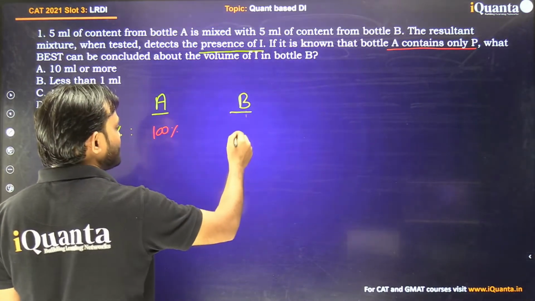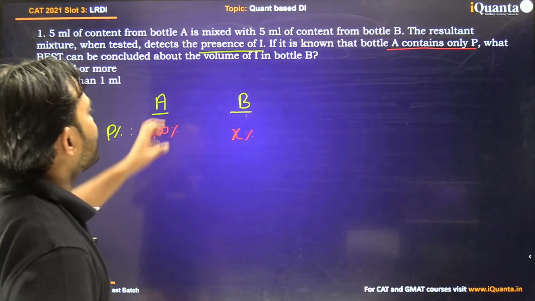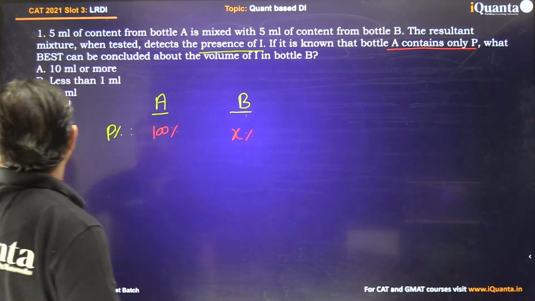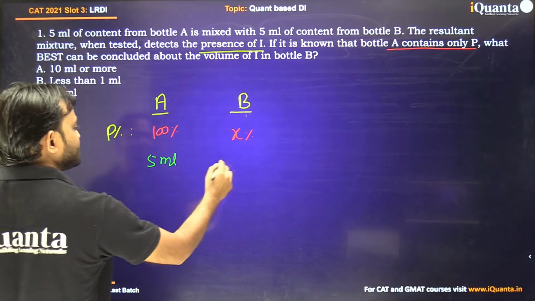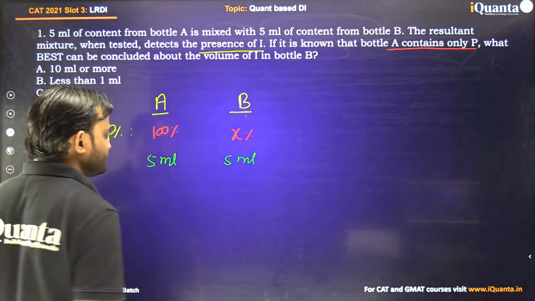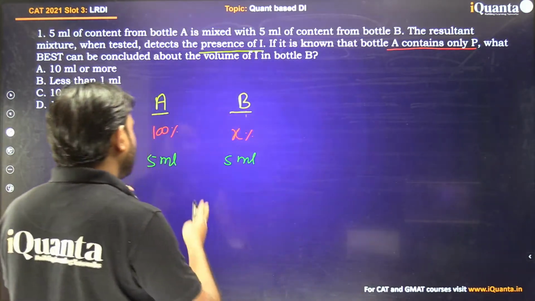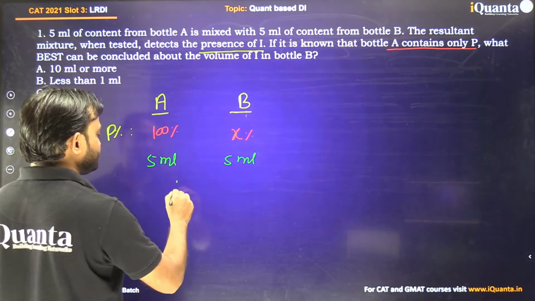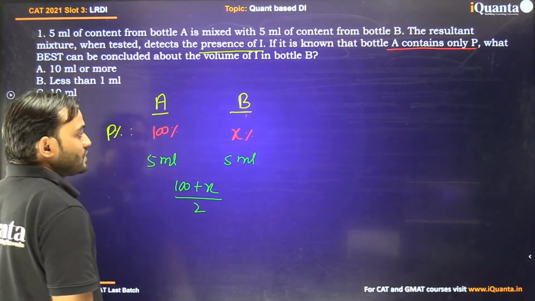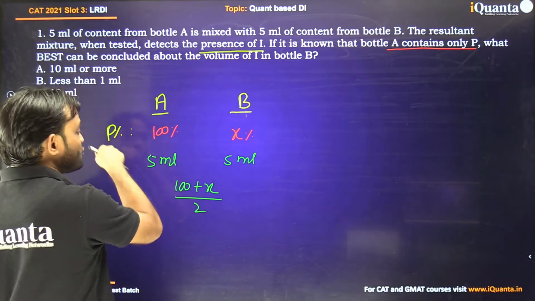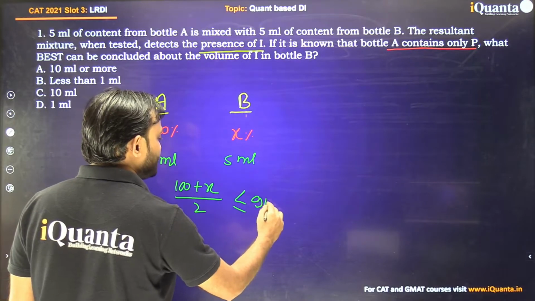So let's say purity percent of bottle B is X%. If you take 5 ml content from both of these, so these are equal volumes, we are taking equal volume. So can we say the resultant will be just the average of this? So (100 plus x) by 2. This is the purity percentage. This should be less than or equal to 90%, right?